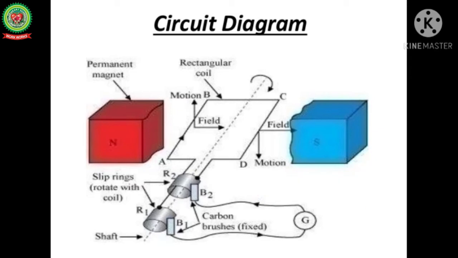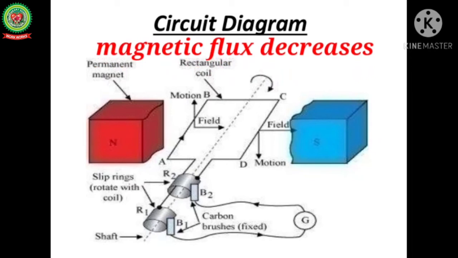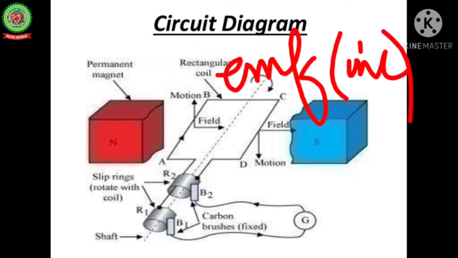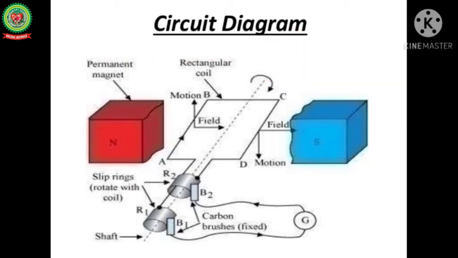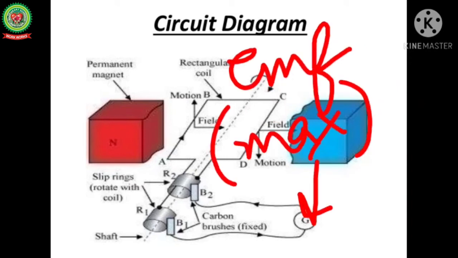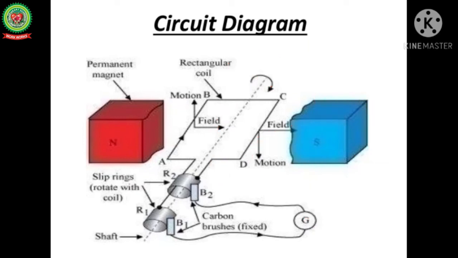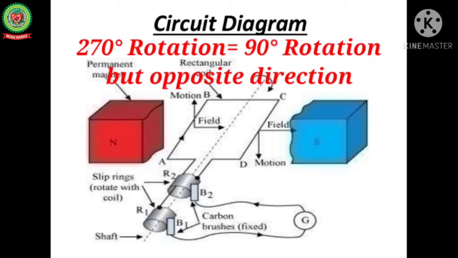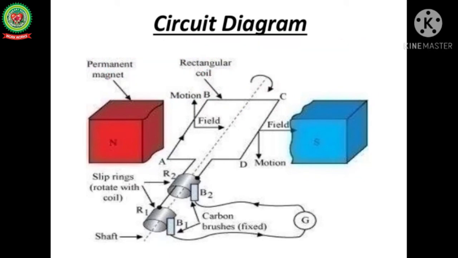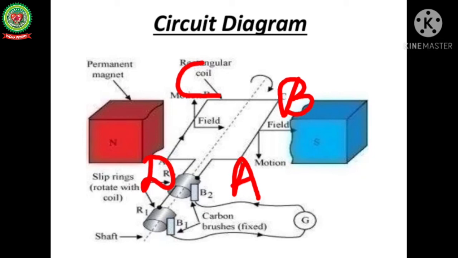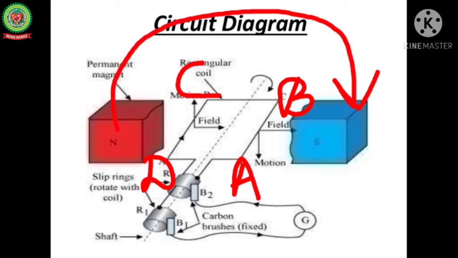Now, on rotating the coil further, the magnetic flux linked with the coil decreases and the EMF again increases to the same maximum value but in the opposite direction. When the coil gets turned by 270 degrees from its initial position, the EMF induced in the coil is maximum, as it was when the coil was rotated by 90 degrees. Now students, you can clearly see that the arms AB and CD have interchanged their positions. As a result, an induced current flows in the coil in the direction DCBA, that is opposite to the first.